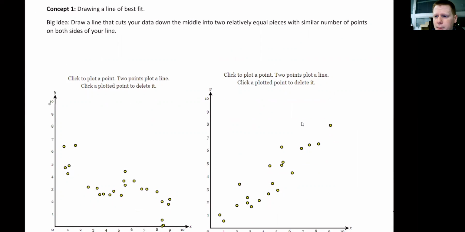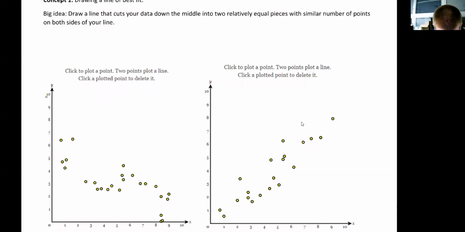A line of best fit, if you remember from the definition above, is a line that cuts your data down the middle. It's basically trying to follow your data as closely as possible so you can make predictions. Like I said, that's what we'll be doing with these in the future. So the big idea here is we want to draw a line that cuts your data down the middle. So there should be a relatively equal amount of points on both sides of your line. It doesn't have to be perfect, but you're just trying to get as close as you can by eyeballing it.